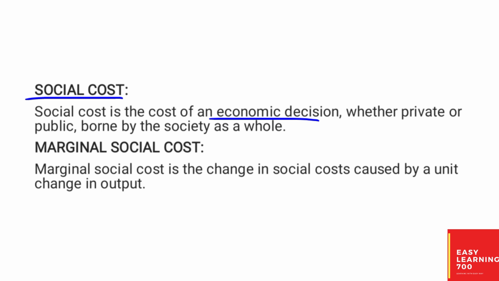And on the other hand, if we talk about the marginal social cost, it is the additional cost which is imposed on society by producing one more unit of a good or service. So it actually measures the change in the social cost which is caused by a unit change in output, an additional unit of output. So it shows the additional social cost imposed on society.